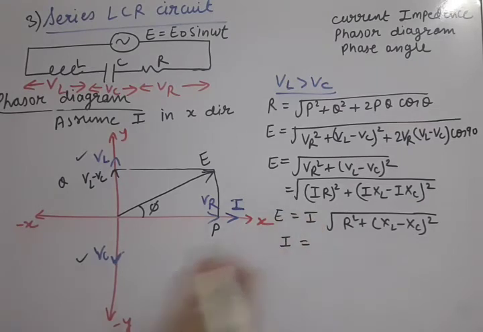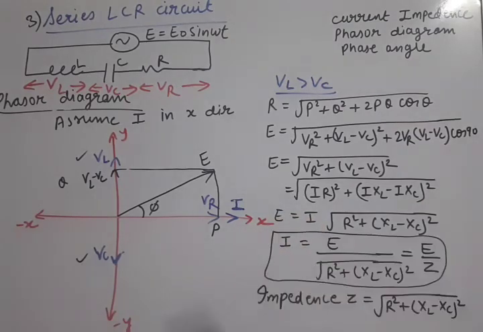So I will be obtained by dividing. So I is obtained as what? E upon root of R square plus XL minus XC whole square. You already know that whatever is the denominator of this voltage, this is voltage, this is current. So this denominator is actually the resistance of this LCR circuit, but we will call it now with the new name, impedance Z. So impedance Z is root of R square plus XL minus XC whole square.